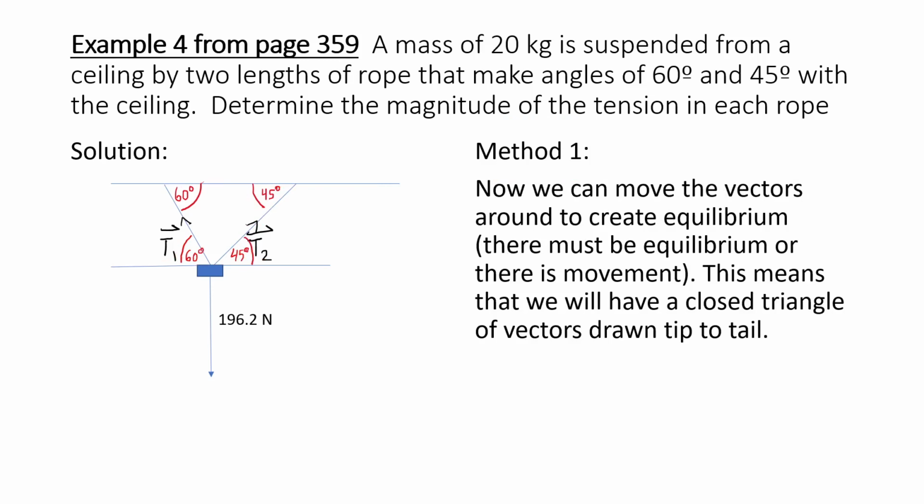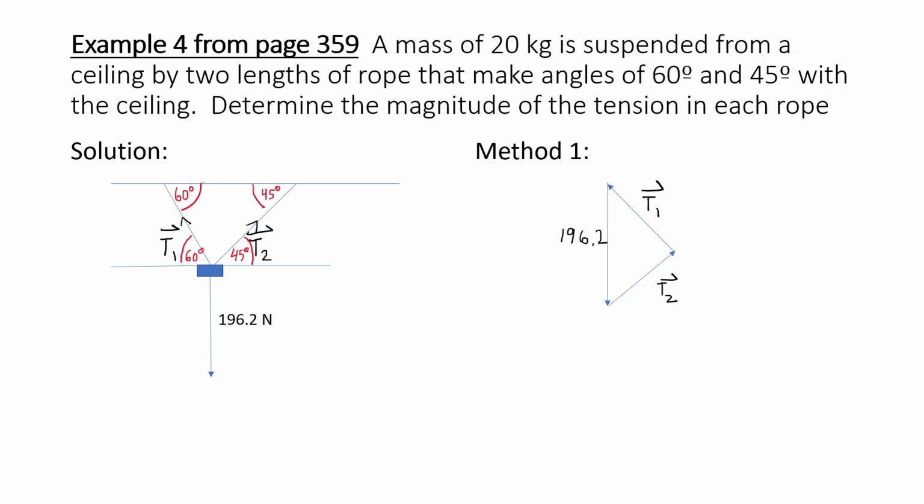Okay? Now, we're going to move the vectors around to create equilibrium. And this means we're going to have a closed triangle of vectors drawn tip to tail. This is what I was saying a little while ago. So when we do that, we take this 196.2 Newton force right there, and we put it down. Then we take this vector that I've called T2, and we move it tip to tail with the 196.2 vector. And then we take this other one right here that I've called T1, and we move it tip to tail with that, and we close off our triangle.